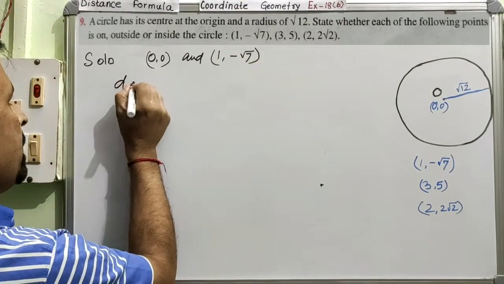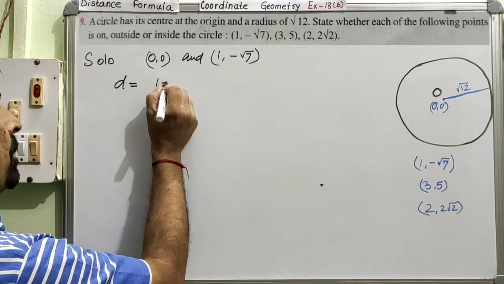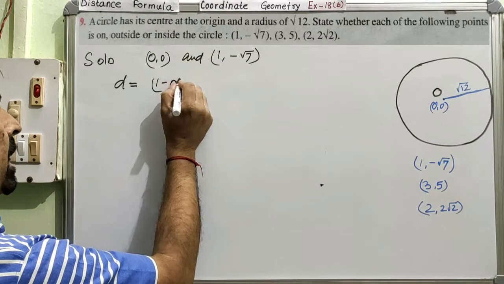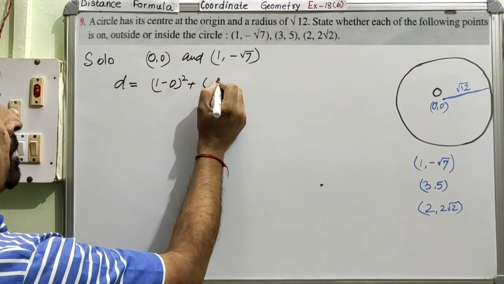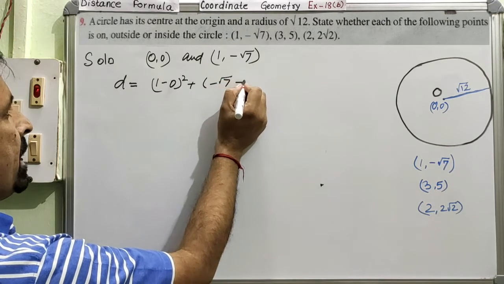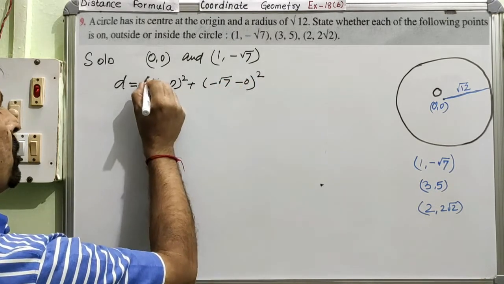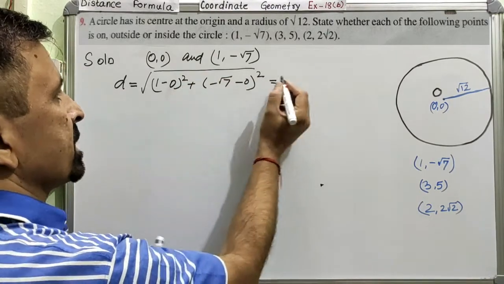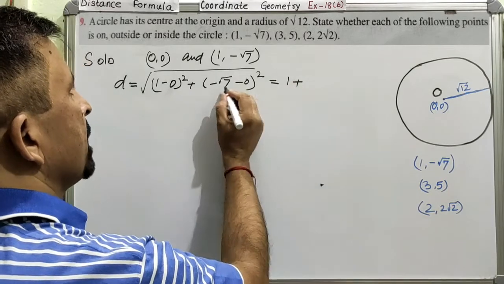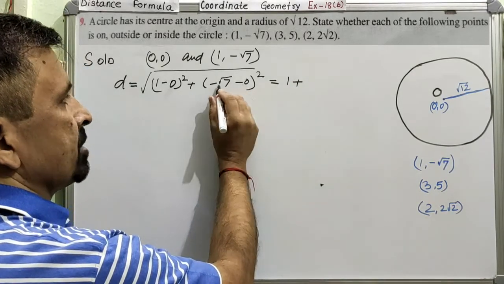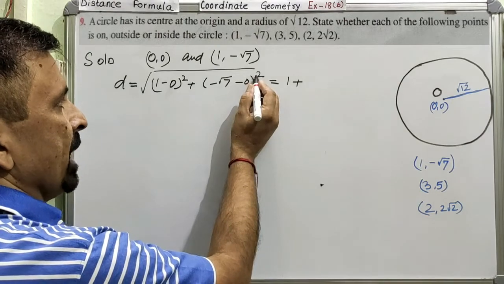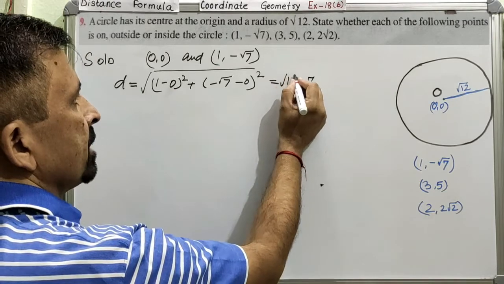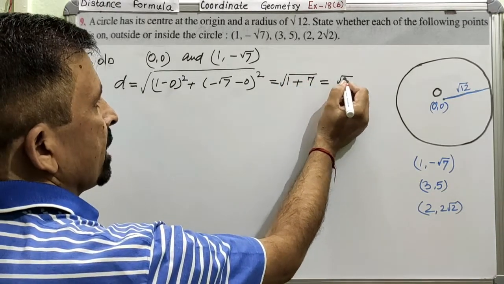So D is equal to the square root of (1 minus 0) whole square plus (minus root 7 minus 0) whole square. Now 1 minus 0 is 1, 1 square is 1, plus minus 0 means minus root 7 only, and minus root 7 square, the minus will become plus and the root will also disappear, so it will become 7, right? So this is equal to root 8.